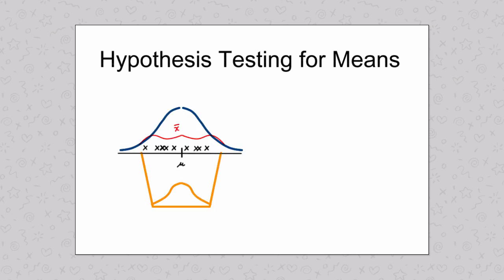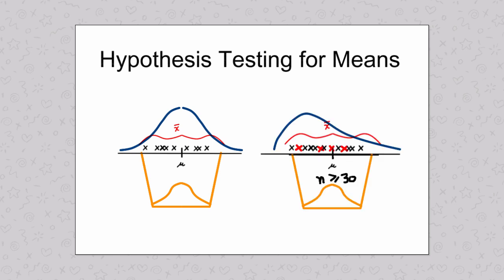If the data's distribution is normal, then the sampling distribution is normal. However, if the data's distribution is unknown, the sample size must be large enough to invoke the central limit theorem. As the sample size increases, the sampling distribution approaches normality.